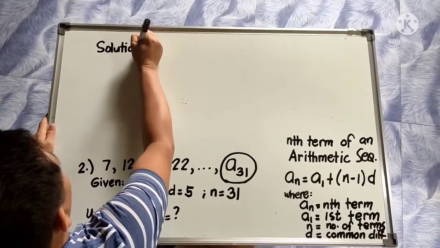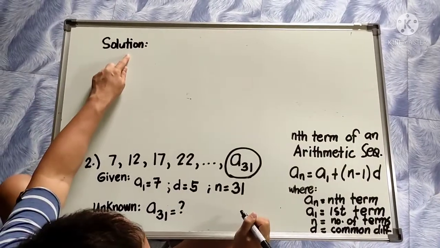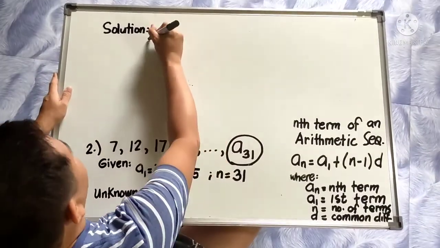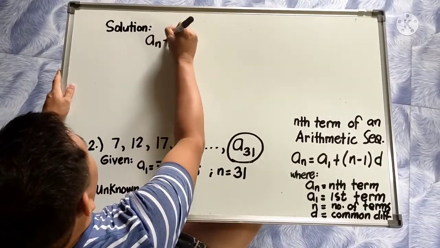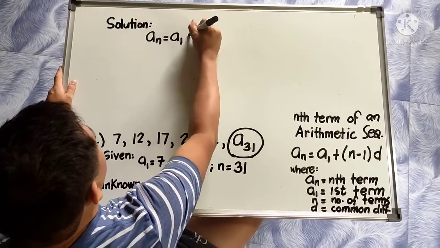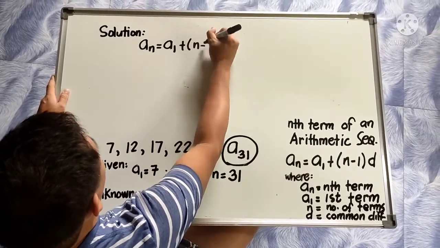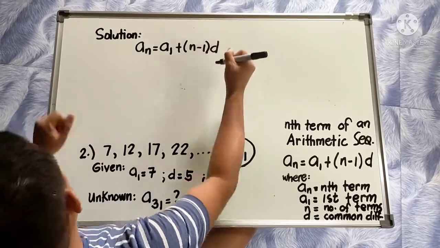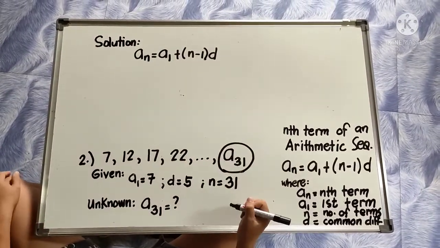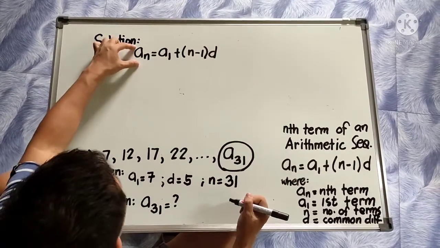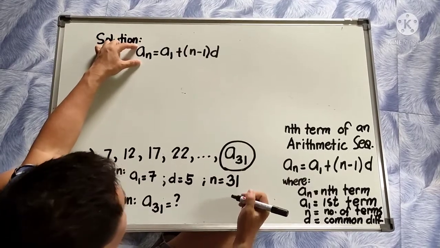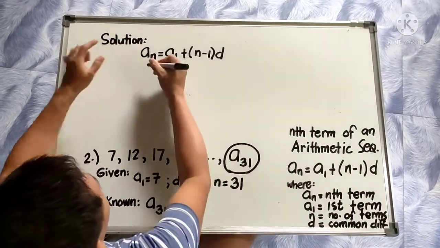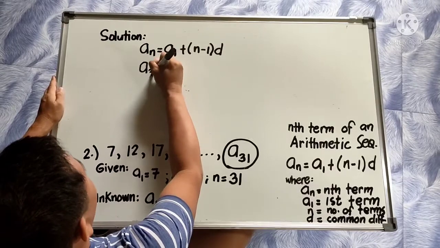Solution. For our solution, you always start with a formula. Our formula is a sub n is equal to a sub 1 plus the quantity of n minus 1 times d. Now, substitute. Our a sub n or our nth term is a sub 31. So you replace it with a sub 31.